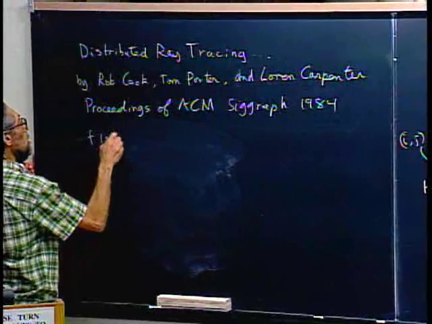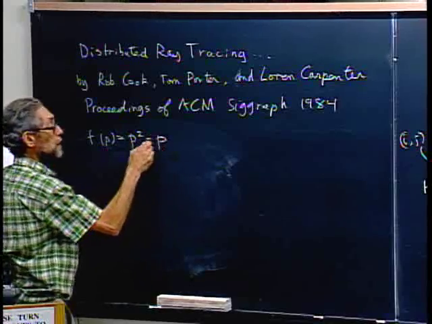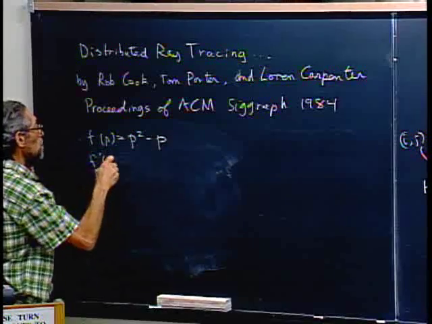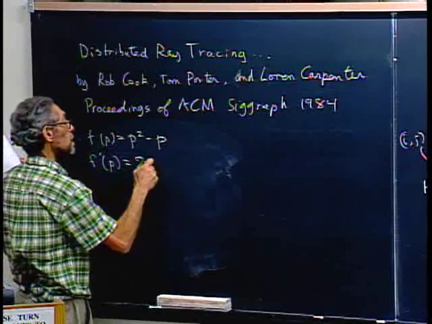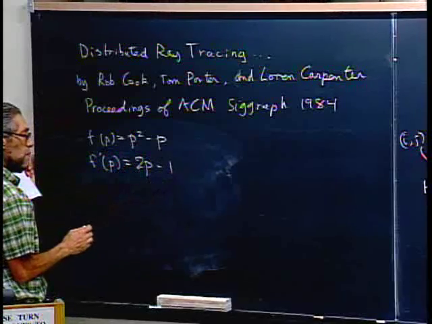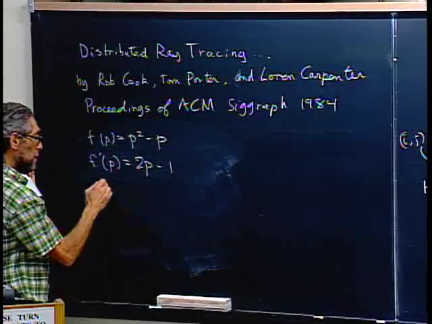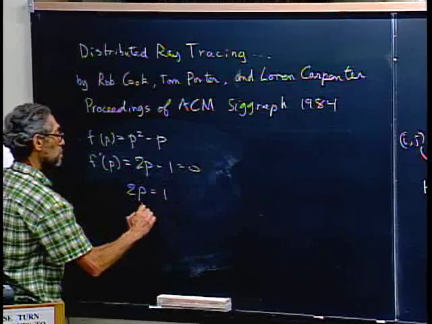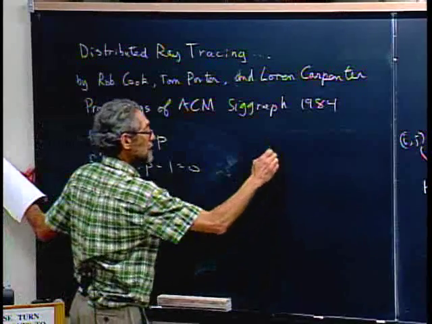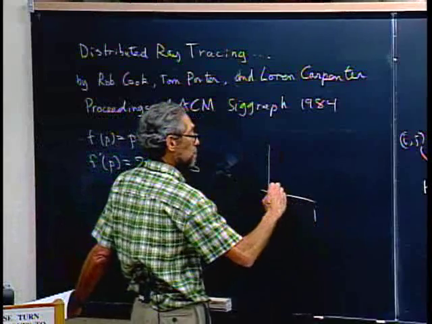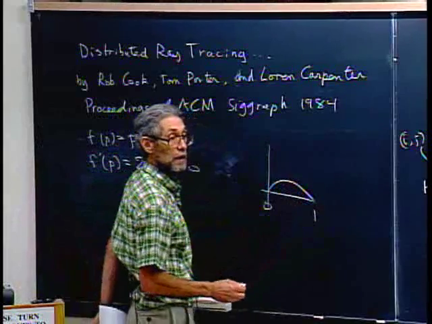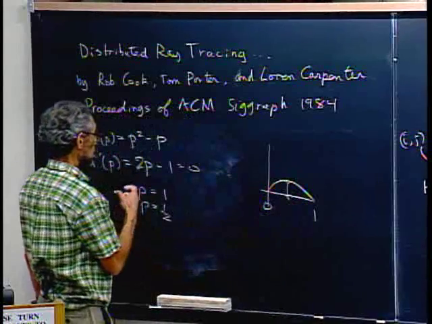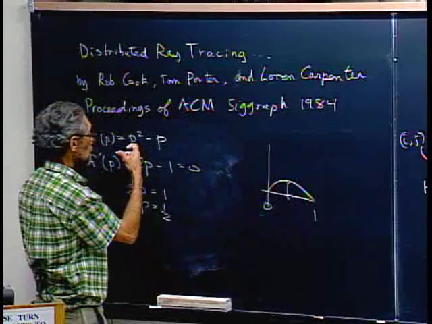If f of p is p squared minus p, that's p times 1 minus p. I just multiplied through. Then f prime of p is 2p minus 1, and that means that the critical value, it's a maximum in this case, is when this is 0, so 2p equals 1, p equals a half. Right, that's the maximum. If I go from 0 to 1 and I plot p squared minus p, it's this parabola here. And its maximum is right in the middle at p equals a half, and its value is a half. Let's see.